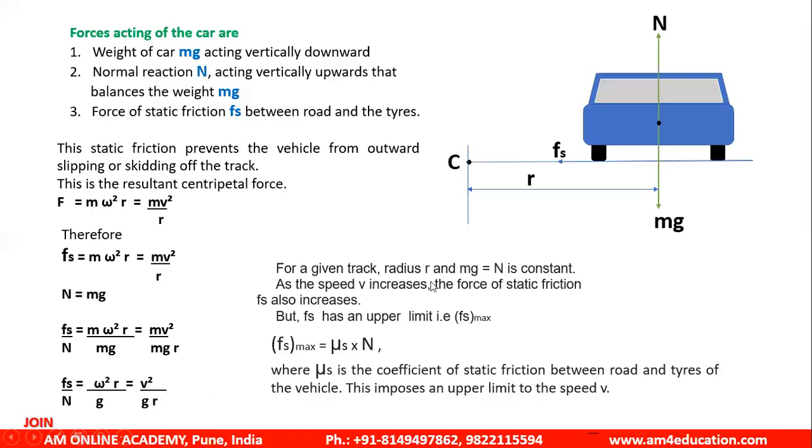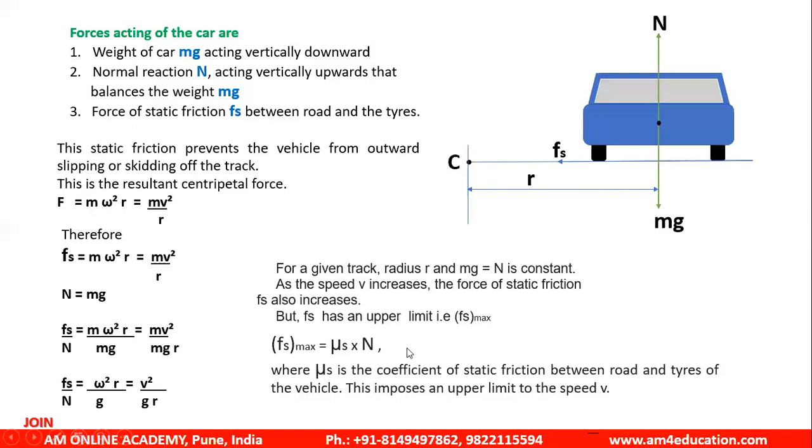For the given track, the radius r is constant. The mass of the vehicle is constant, hence N is also constant. As the speed increases, the force of static friction, Fs, also increases. Now let us see what the relation is between Fs and the maximum speed.